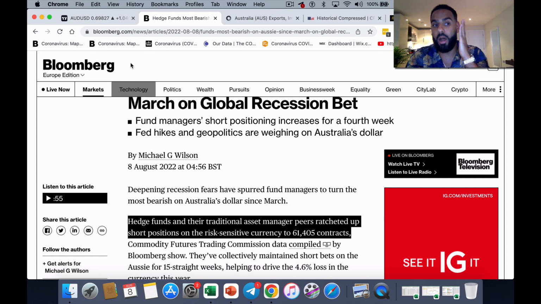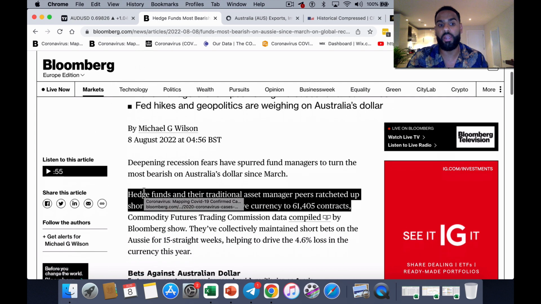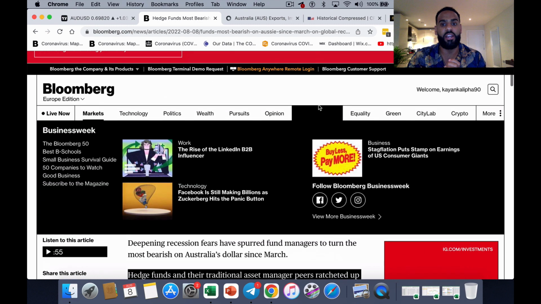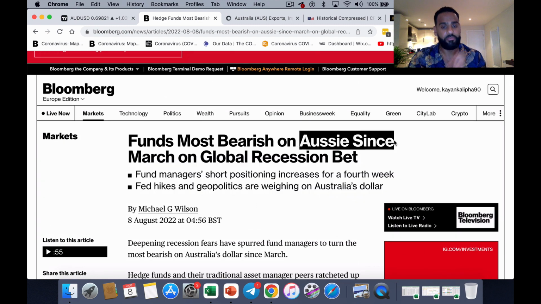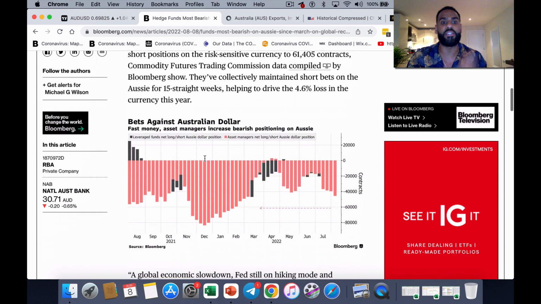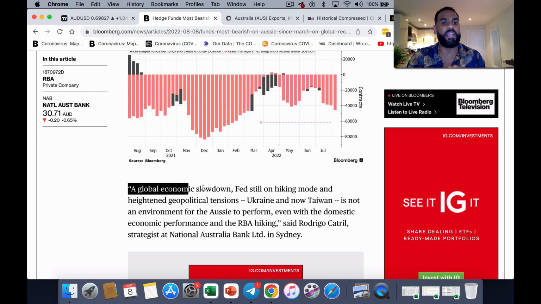Now, I came across an article on Bloomberg today, and it was talking about hedge funds and asset managers having ratcheted up short positions against the risk-sensitive Australian dollar. Okay, so why are they so short the Australian currency in the Forex markets? Well, it's all to do with a global economic slowdown that is expected. And the Aussie dollar is seen as a risk currency.